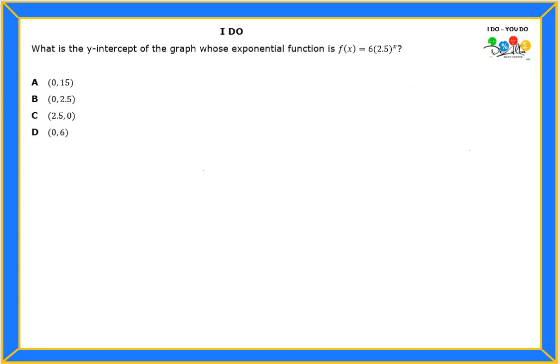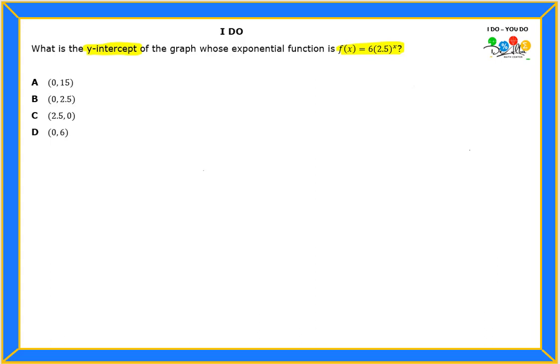And it says, what is the y-intercept of the graph whose exponential function is f of x equals 6 parentheses 2.5 to the x power? Okay, so what is it that they're asking me to find? Well, they want for us to find the y-intercept. And of course, they're giving us the function for that one, right?